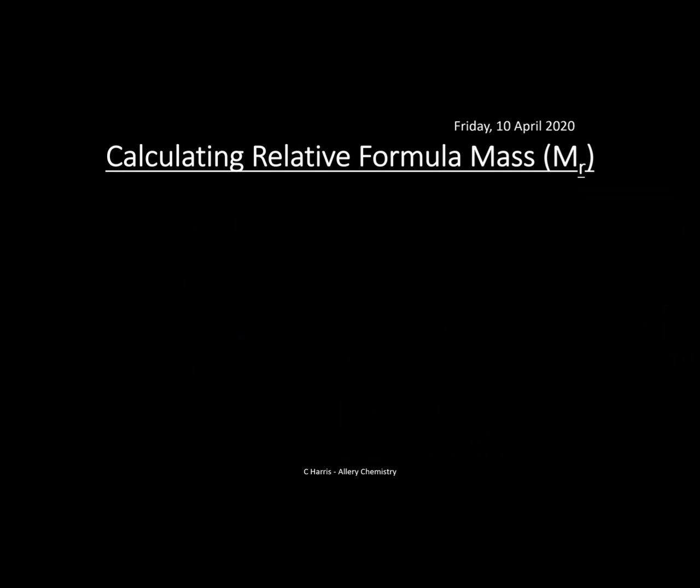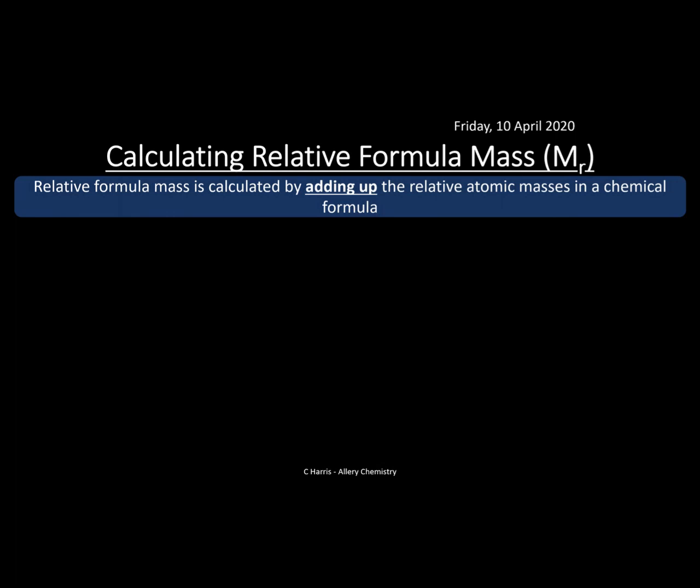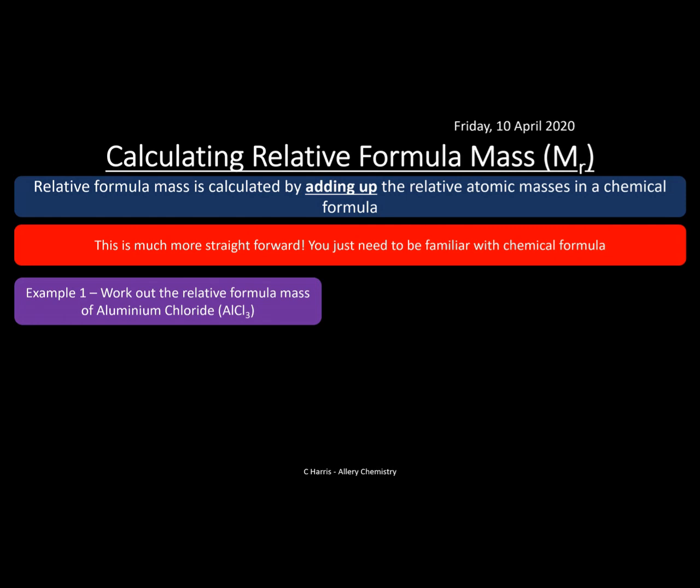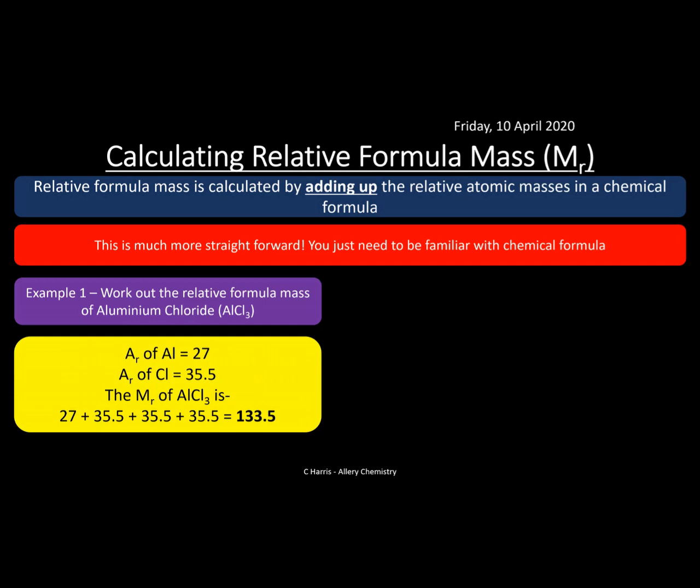Relative formula mass is a lot easier to work out. It's really straightforward. Basically, it's the mass of all the elements in a compound. We add them up, and that gets us the relative formula mass. Like I say, it's much more straightforward. So, for example, we'll look at 2 examples here. The first example is working out the relative formula mass of aluminium chloride. So that's AlCl3. You might have seen this at GCSE as well.